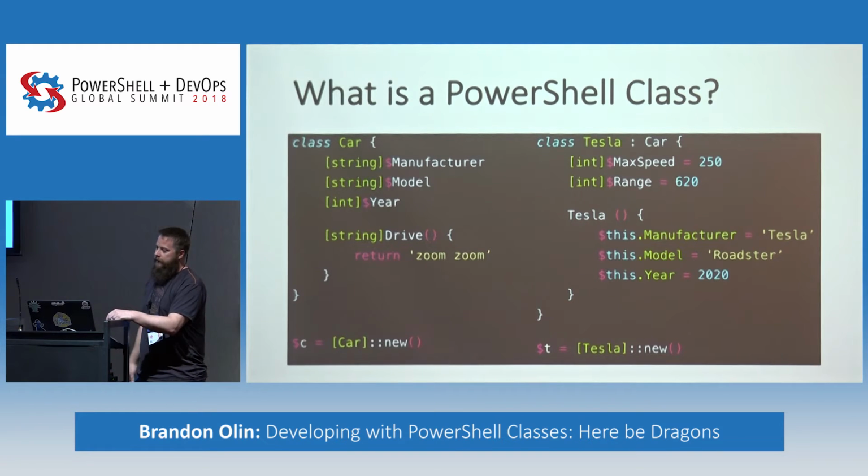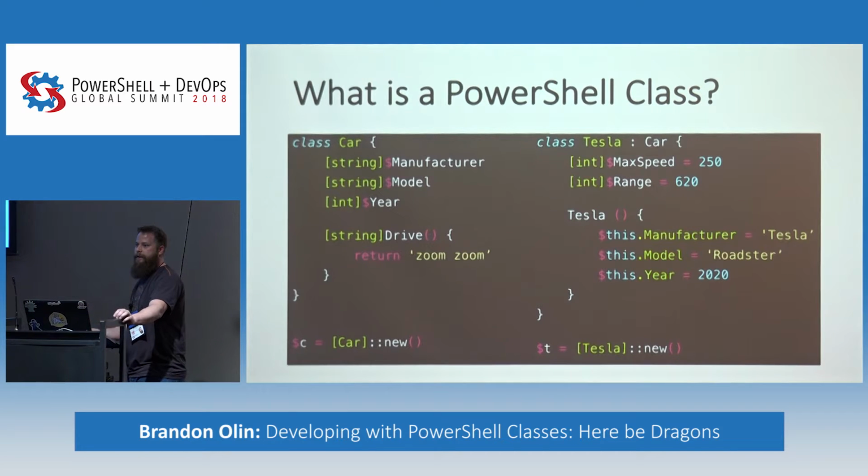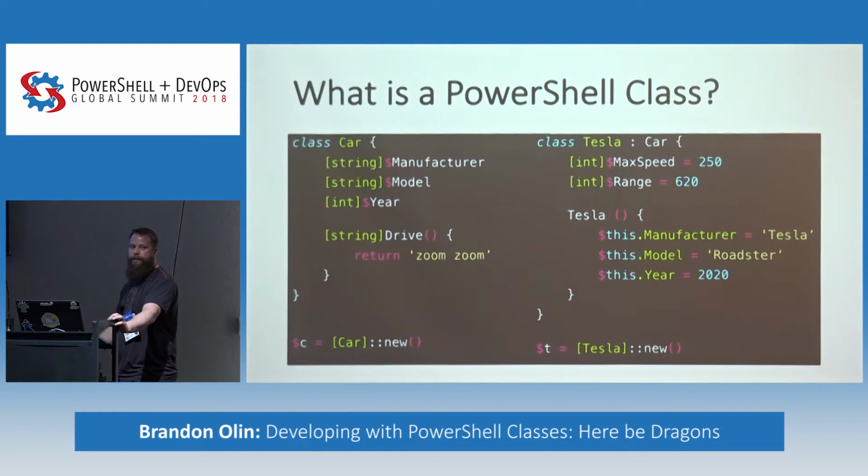On the right-hand side is a little bit more advanced stuff of what you can do with classes, and this is where you actually start getting more of the benefit of using them, which is code reuse. I want to create a new class called Tesla, and obviously it's going to inherit a lot of the properties from a car class. It's also going to define a couple of new ones: max speed, range, and so forth. And then we set those in the default constructor on this class. This is just a basic example of what you would do with a class.